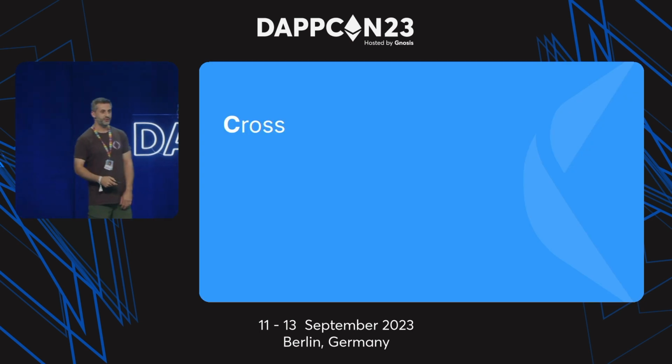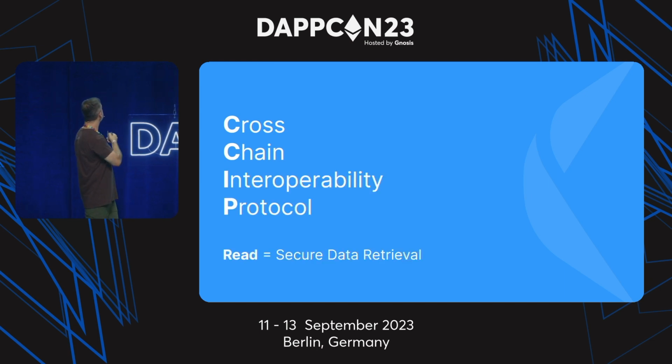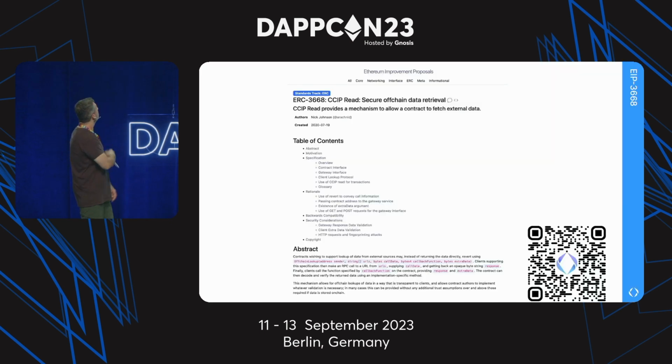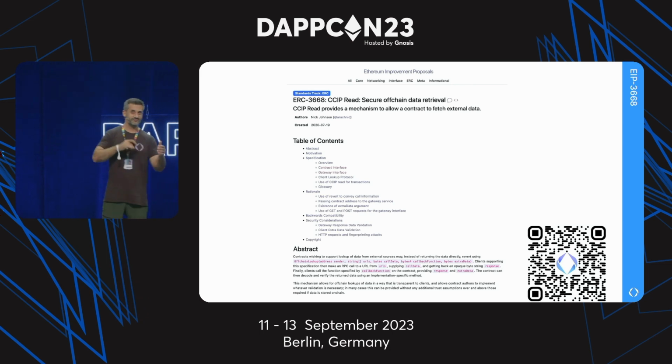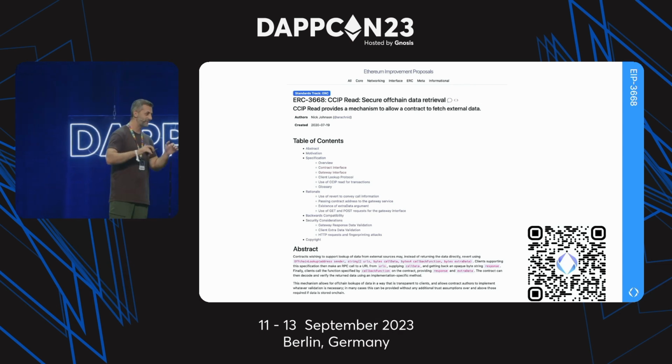And today's topic is CCIP Read, Cross-Chain Interoperability Protocol, and the read means secure data retrieval. This part is going to be a little different, because what I was thinking of telling is a little complicated, so I will just try to simplify it.